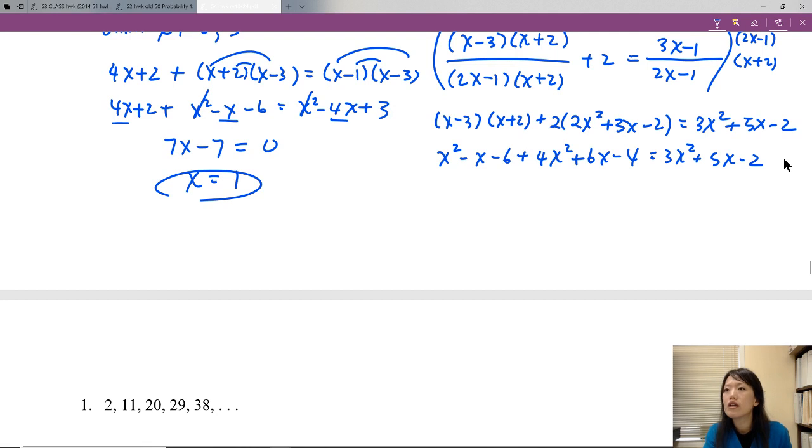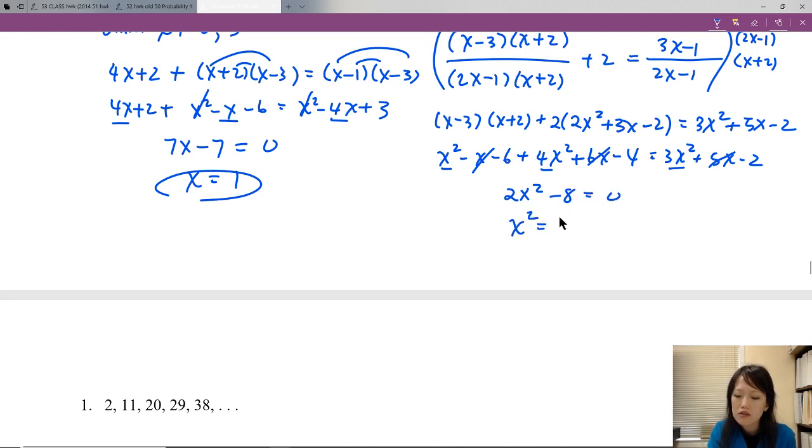Okay, so I need all the things on one side. So I have x plus 4x is 5, 5 minus 3 is 2. Okay, that's done. Do all the x's. 6 minus 1 is 5. And that's the same as this. They're all gone. And then do the numbers. Negative 6 minus 4 is negative 10. Negative 10 plus 2, negative 8. So I get x squared equals 4. So x equals plus or minus 2.